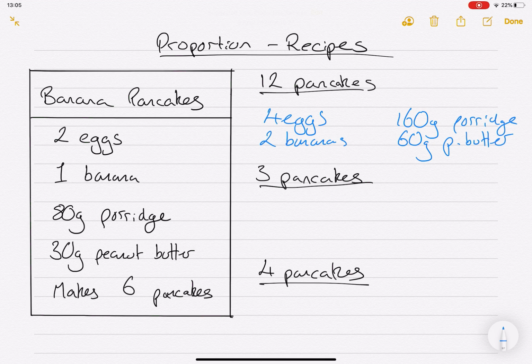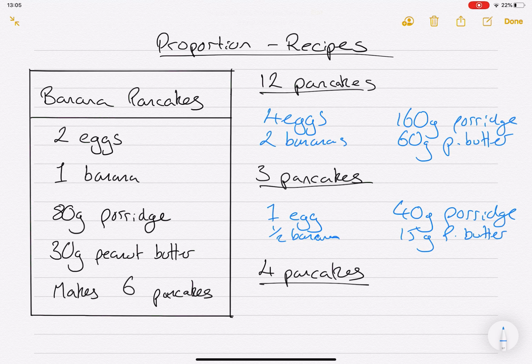So that's quite straightforward. What about if we want to make 3 pancakes? Well, again, quite simple. The recipe on the left does 6, so for us to make 3, we just need to halve everything. So that's going to be 1 egg, half a banana. You can certainly drop to fractions, there's nothing wrong with that. We would therefore need 40 grams of porridge, and 15 grams of peanut butter. Now, when you answer these questions, it's important that you write everything out like the way I am. You literally have to rewrite the recipe unless you're asked for something slightly different.